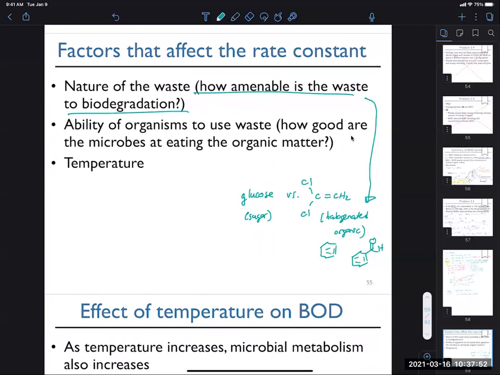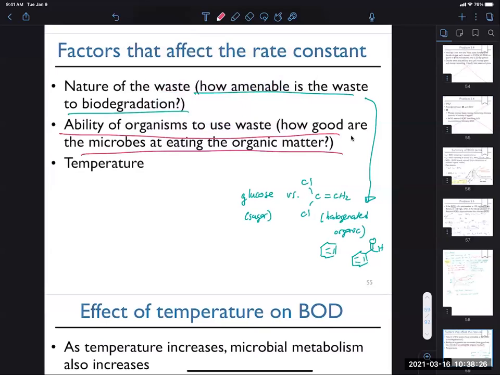The second is the ability of the organisms to use the waste. That is, how good are the microbes at eating the organic matter? Some organisms are going to be better than others. In wastewater treatment, we're continually acclimating the organisms to the waste that's coming in. And so the microbial community gets optimized to remove that waste, and the rate constant will be faster.